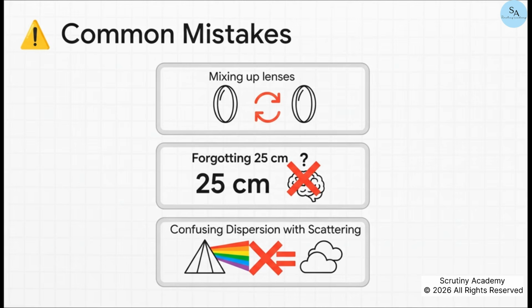Number 1, getting the lenses for myopia and hypermetropia backward. Don't do it! Number 2, forgetting that 25 centimeter number. It's an easy mark to get. And finally, confusing dispersion with scattering. Remember, dispersion is splitting light, scattering is bouncing light.